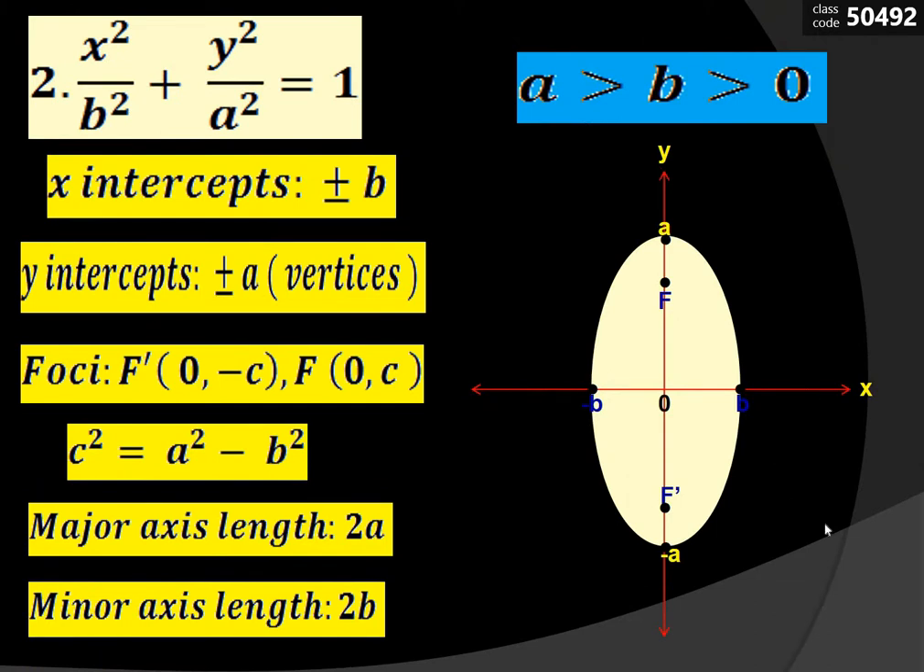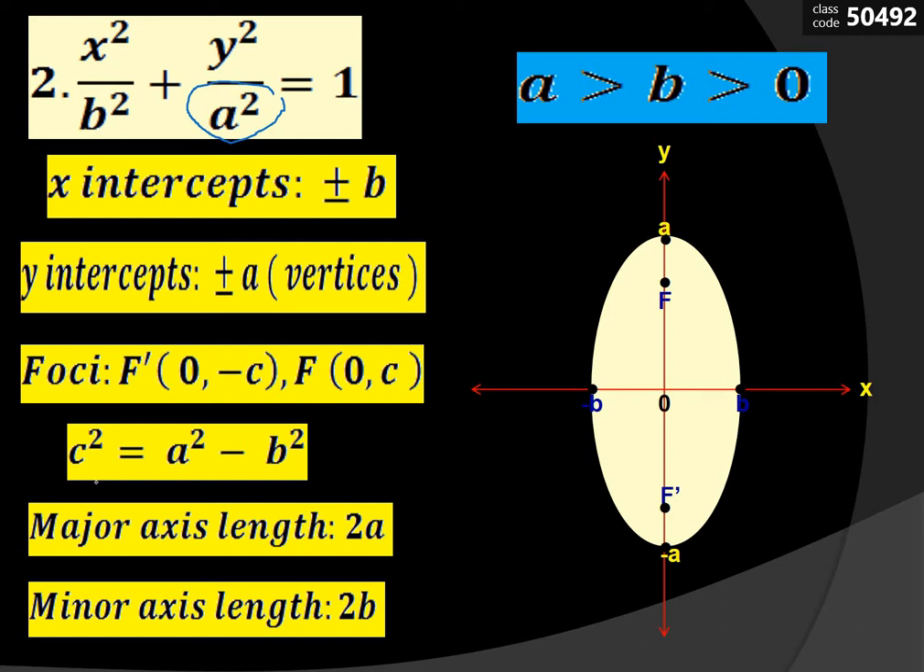The other way around is this figure. This is vertical, represented by x squared over b squared plus y squared over a squared equals 1. Always 1. The x-intercepts are plus and minus b, whatever the value of b is here, and the y-intercepts are positive and negative a, whatever the value of a is here. And the foci: F prime is 0, negative c, and F is 0, c.